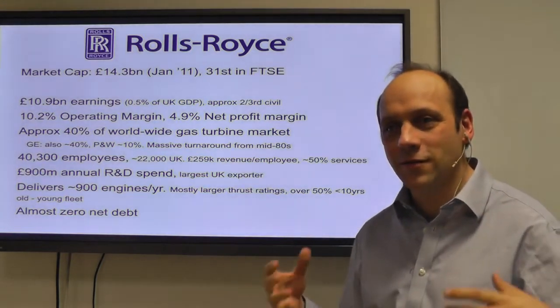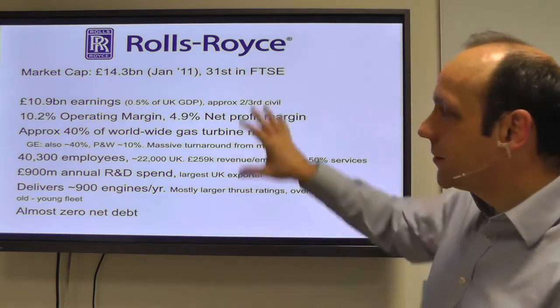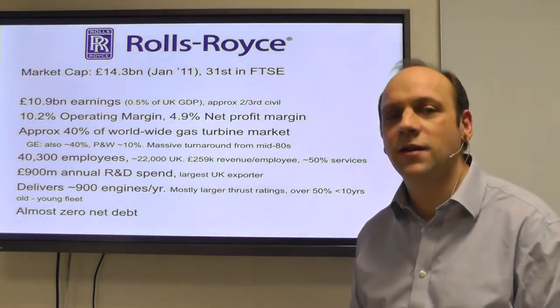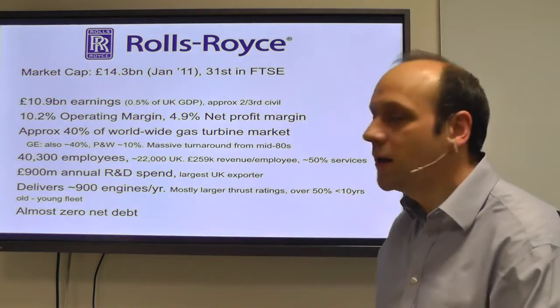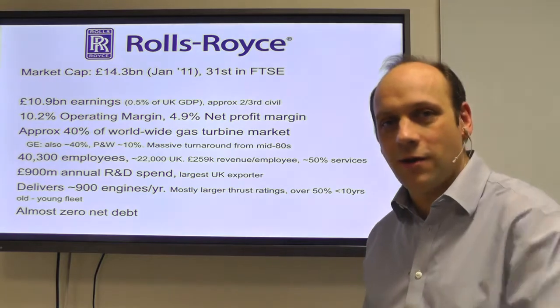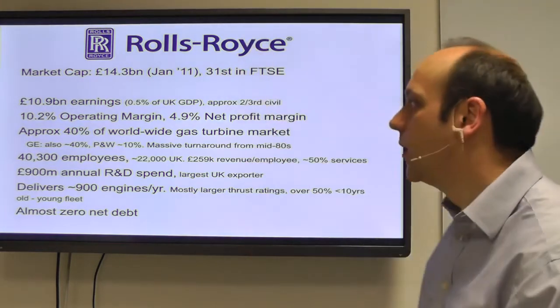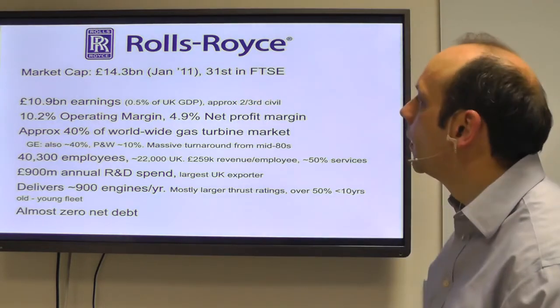1 in 200 pounds of productivity in the UK comes from this company. About 2/3 of those earnings are civil. They do have some defence, military engines and submarine reactors, but mostly they're a civil gas turbine company. The car company is actually owned by BMW and is based in Kent, and is nothing to do with this corporate, apart from they share the brand name, which these guys own the rights to.